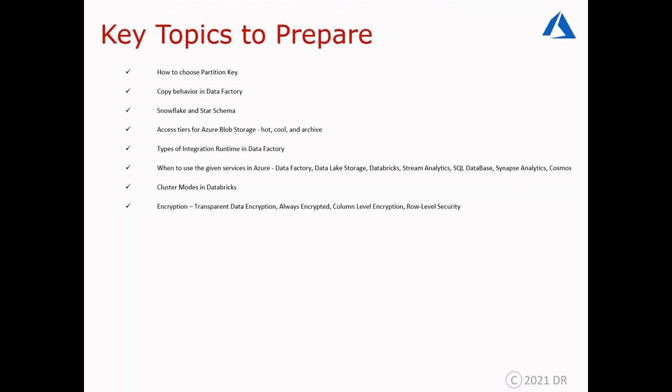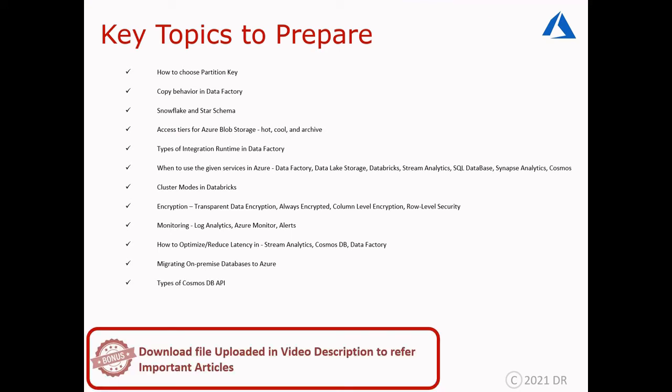So here I have listed out the most important topics that you need to prepare for the exam, right? How to choose a partition key, copy behavior in Data Factory, snowflake and star schema, what are the access tiers in Azure Blob Storage, types of integration runtime in Data Factory. Again, Data Factory is a super important topic for this exam.